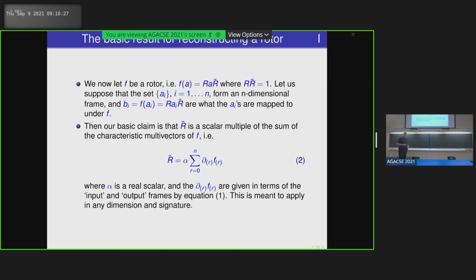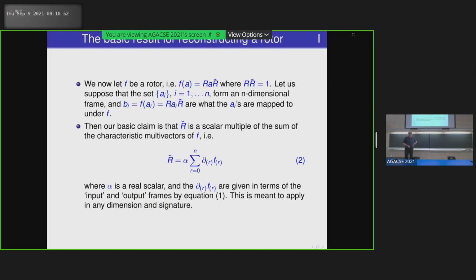So that was general. We're going to start now on a result for reconstructing a rotor. What we're going to do is let f be a rotor. So f of a is R a R reverse, where R R reverse is 1. So that's our function for a general vector a.